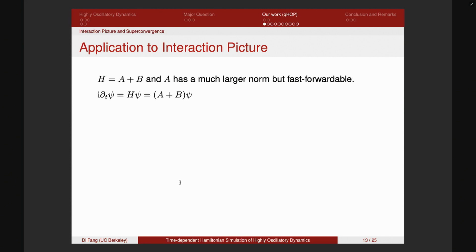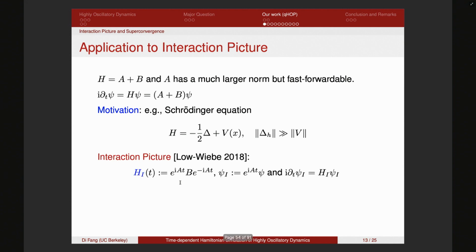Now let's talk about our algorithm applied to the interaction picture. Let me first briefly discuss the idea of the interaction picture. The interaction picture typically deals with a Hamiltonian which can be separated into two parts, A and B, where the norm of A is much larger than the norm of B. Then what you can do is use this Dyson-like rotating frame. We change this problem into another simulation problem where H_I is the new Hamiltonian we want to deal with. It becomes time dependent and it has A's unitaries about A, so it is highly oscillatory.